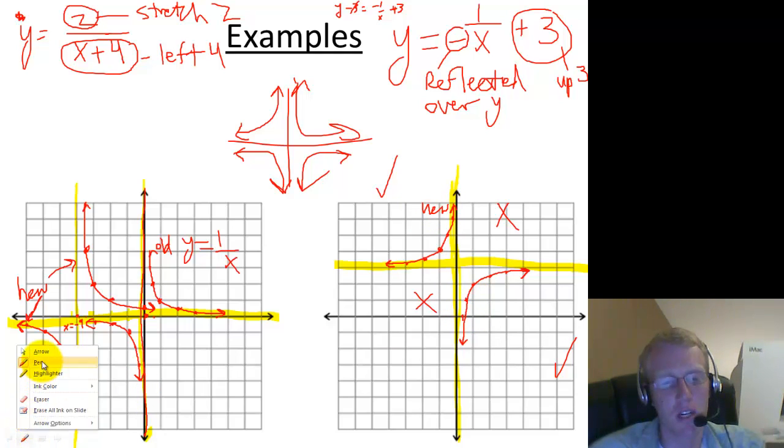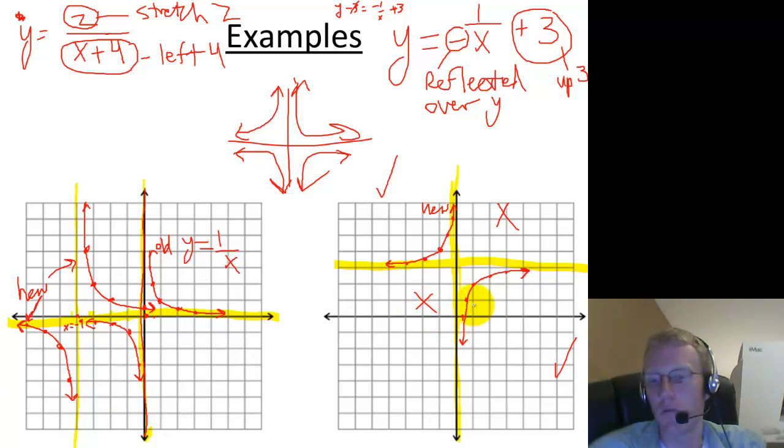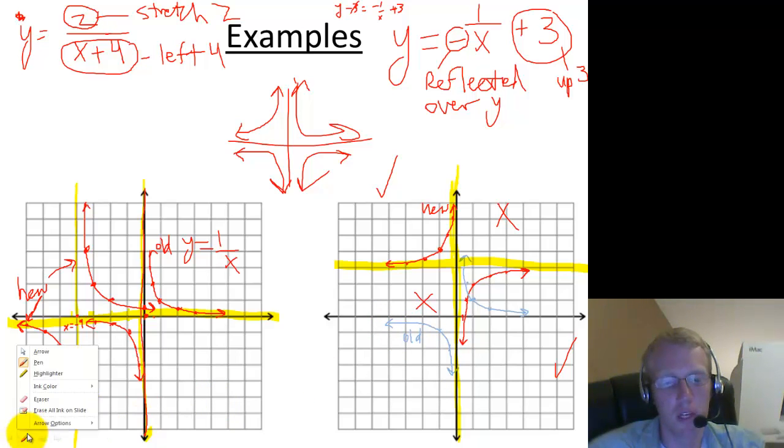I'll draw it in a different color. Let's try light blue. It would have been over 1, up a half, here, here, and here. Just a quick sketch to make sure that you're comfortable with where it would have been. It would be here and here, and then here, here, and here. So the old one in blue would have been over there.